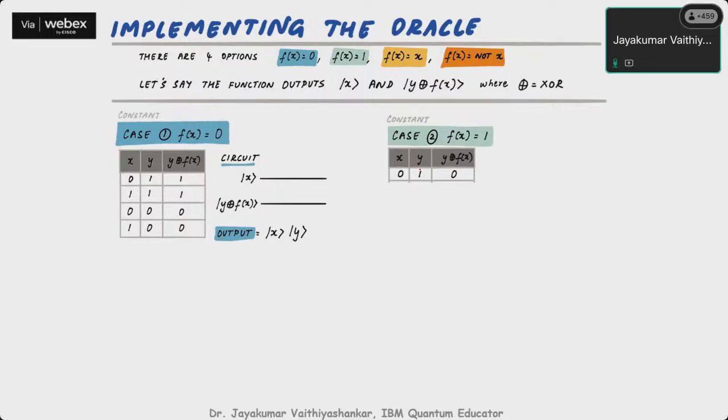We are using XOR gate only. So look at the input. What is the input of y? Input of y is 1. And we are doing XOR with f of x equal to 1. So what is the value of f of x? 1. So 1 XOR with 1, you'll get 0. Same input.